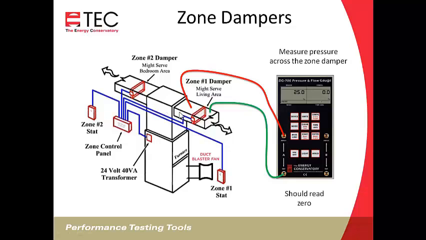So what you can do is measure the pressure on one side of the zone damper, and maybe that is just measuring the pressure in the plenum, and then turn your duct blaster on and get that pressure up to 25, and then measure the other side of the damper, and that might be at a supply register served by that trunk line. You should be reading zero. You should have no pressure across that. If you're reading 25, then you know that zone damper is tightly sealed and needs to be open. So that's just a quick test. Measure the pressure across the zone damper, and that pressure should be zero.